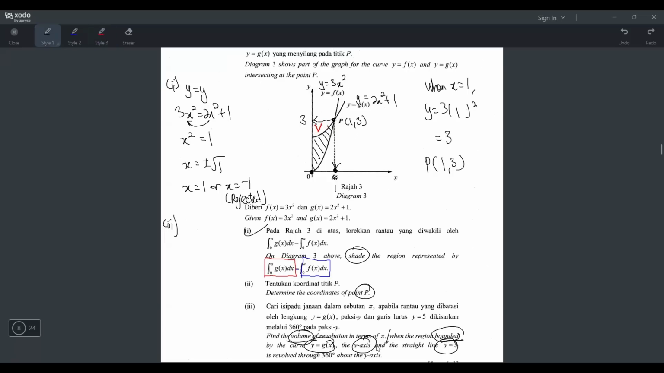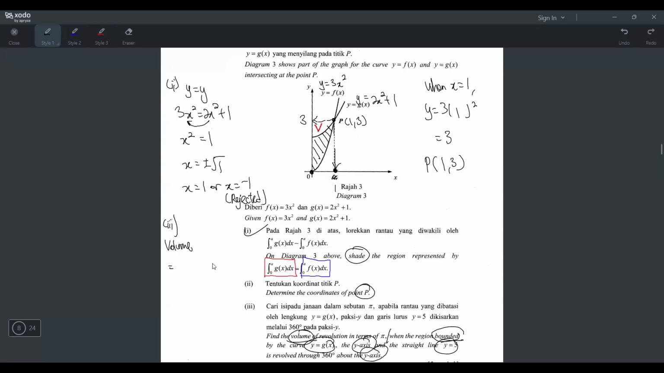So, I will write volume, okay? And let's observe this region first. If you look at this region, it is actually in between the curve g(x) and the y-axis, and they already said revolve about the y-axis.